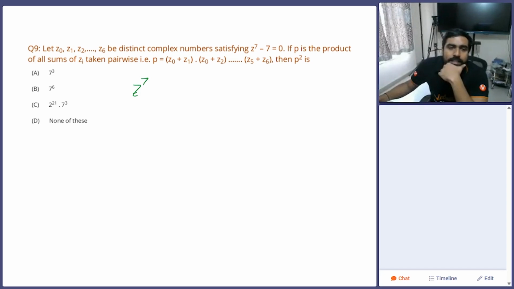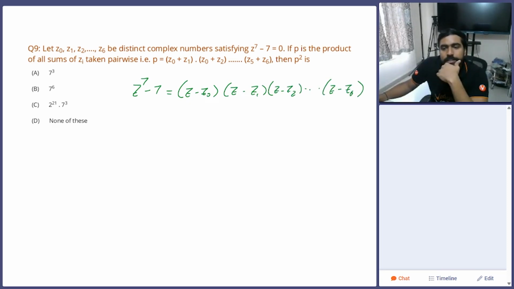So first of all, if these are all the roots, can I say that z power 7 minus 1 can be written as z minus z0 into z minus z1, all the roots, z minus z2 till z minus z6? This is the format that I'm going to get. Now, this is a general expression which is true. Let me put z equal to minus z0. The reason is I want to create z0 plus z1, taking minus common. I'll get z0 plus z1, z0 plus z2, all combinations I can kind of create.